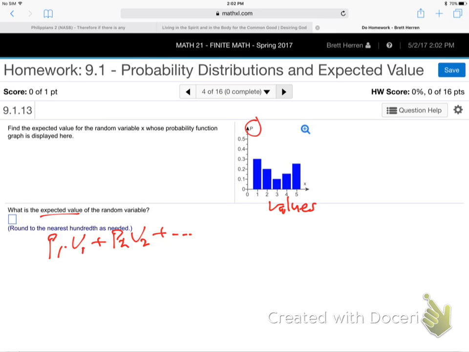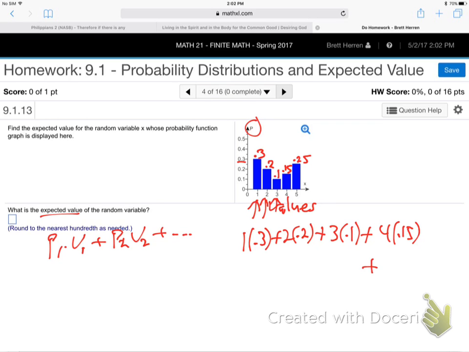So in other words, this one's at, what is it? This one's at a 0.3, it looks like, 0.3 height. Whereas this one's at a 0.2 height. This one's at a 0.1 height. This one's at, is it 0.15? And this one's at, is it 0.25 height? Yeah, so just multiply the values, so that would be the 1 times the 0.3, the 2 times the 0.2, the 3 times the 0.1, the 4 times the 0.15, and the 5 times the 0.25.